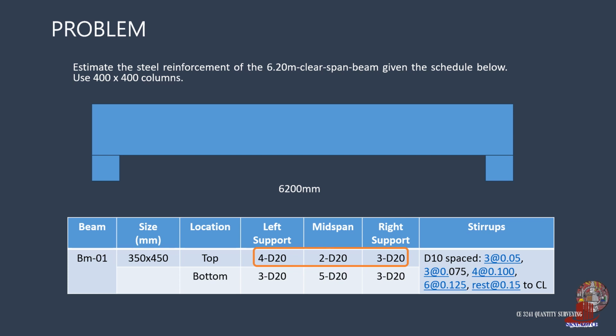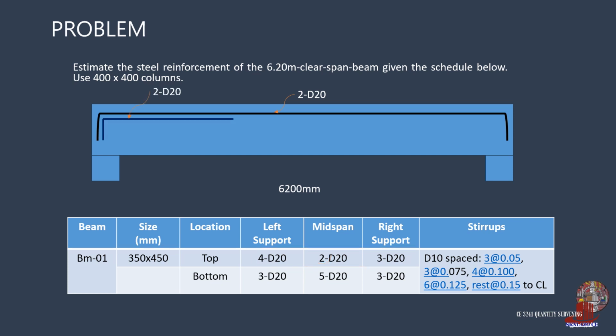From the top bars, the left support has 4, mid-span has 2 bars, and the right support has 3 bars. Among these 3 sets of RSB, take the least, which is at the mid-span, and consider the number of continuous bars with it. Since the left support needs 4 D20, consider the excess 2 as cut bars. Now focus on the right support where the required bars is 3, meaning there should be 1 cut bar in this location.